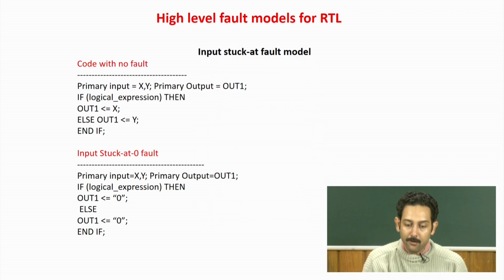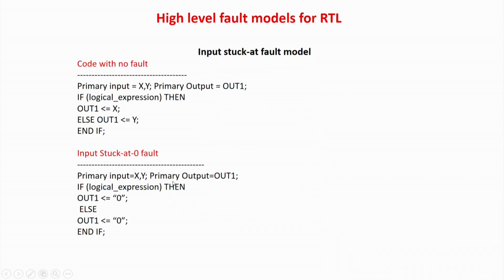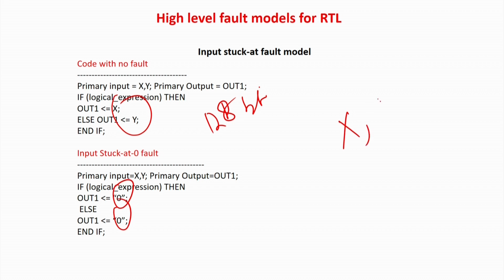So, input stuck-at fault. I have a very simple code which says primary inputs x and y, output is out1, and then it says that if some logic expression, then out equals x. Now x and y may be 128-bit numbers, but then what is a stuck-at 0 fault? You will say that out equals 0, and this is equal to 0. That means x and y, all the inputs, are stuck-at 0. Importantly, if x is a 128-bit number, all the 128 bits will be 0, and in the other case all the 128 bits will be 1.